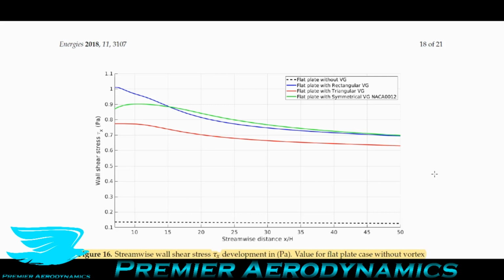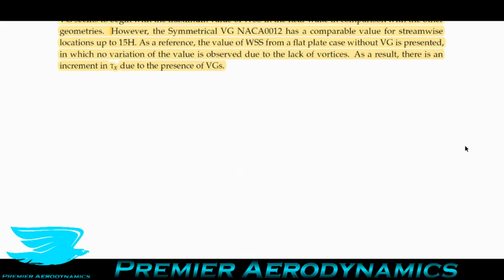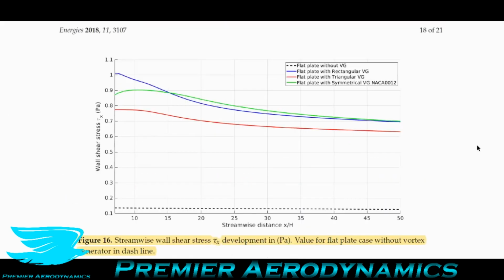What does this mean? First of all, it means that the friction drag for the NACA 0012 and the rectangular vortex generator is going to be greater, but they're also going to be more effective in delaying stall. At least that's how the theory goes. Whereas the vortices coming off the triangular vortex generators are not going to be as effective at delaying stall as the other two. So that's an interesting conclusion to end on. That's where this podcast will end.